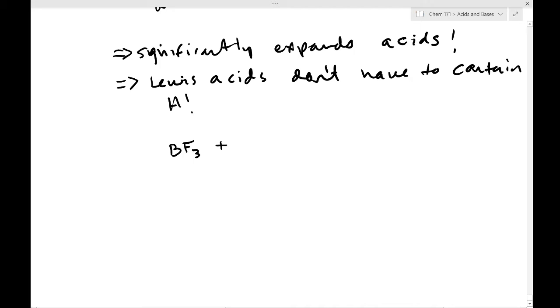BF3 can act as a Lewis acid. So let's react it with some ammonia. And the following reaction occurs. We have F3B attached to the lone pair, NH3. Okay. If you recall, boron is not following the octet rule here. It only has 6 electrons around its central core. And this actually happens with boron quite frequently.